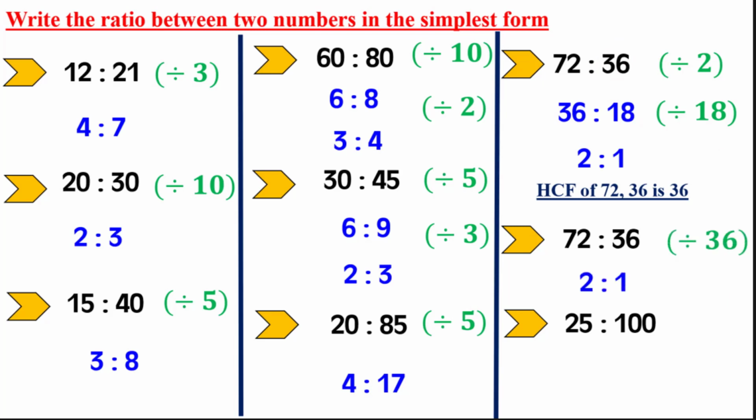25 to 100, we can divide here by 5. It will be 5 to 20. 5 and 20 are divisible by 5. It will be 1 to 4. We can here divide by the highest common factor of 25 and 100. It will be 25. It will be 1 to 4.